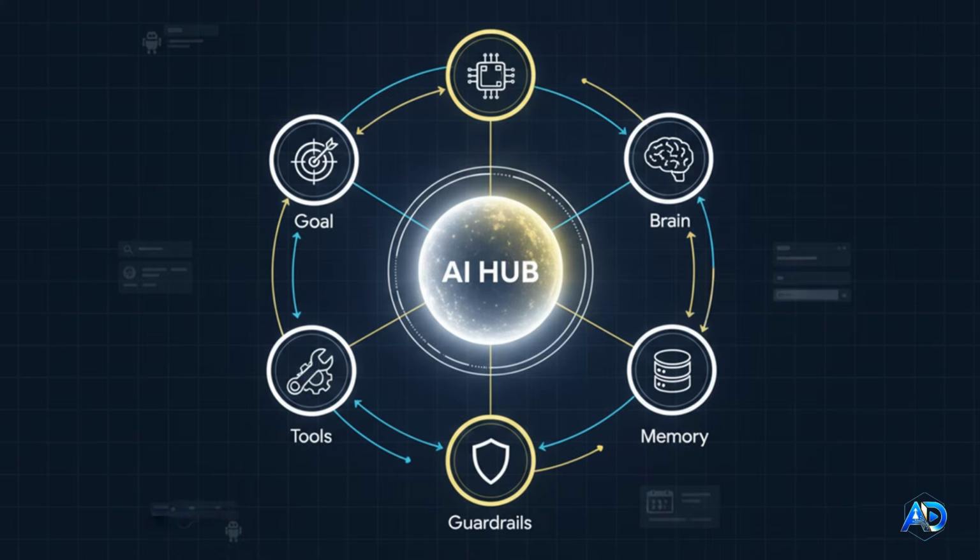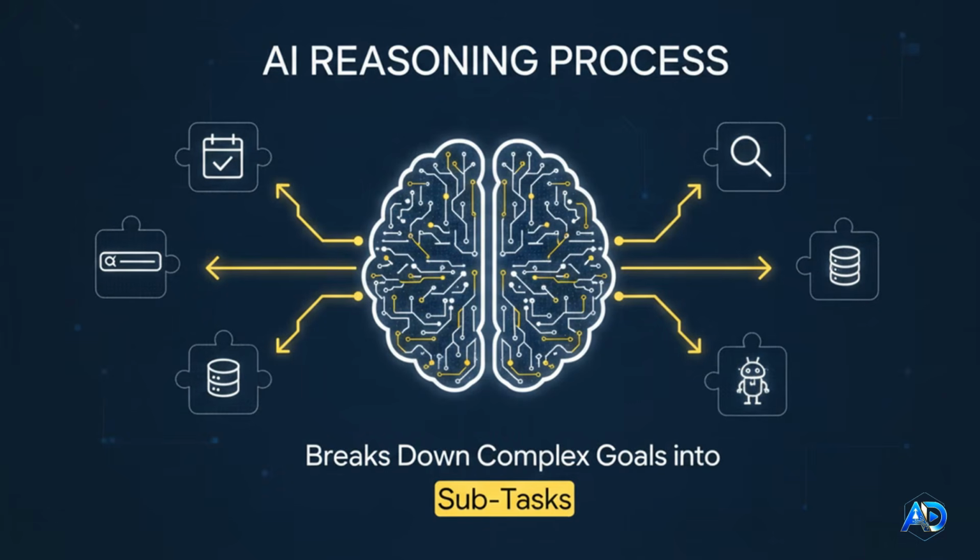Let's break those down. First up, we have the brain. This is the cognitive engine of the whole system, and honestly, it's usually a familiar large language model, or LLM, just like the ones powering today's advanced chatbots. The brain's job is to do the heavy lifting of reasoning. When you give the agent a goal, the brain interprets what you want, breaks that complex goal down into smaller, manageable subtasks, and decides what needs to happen next.